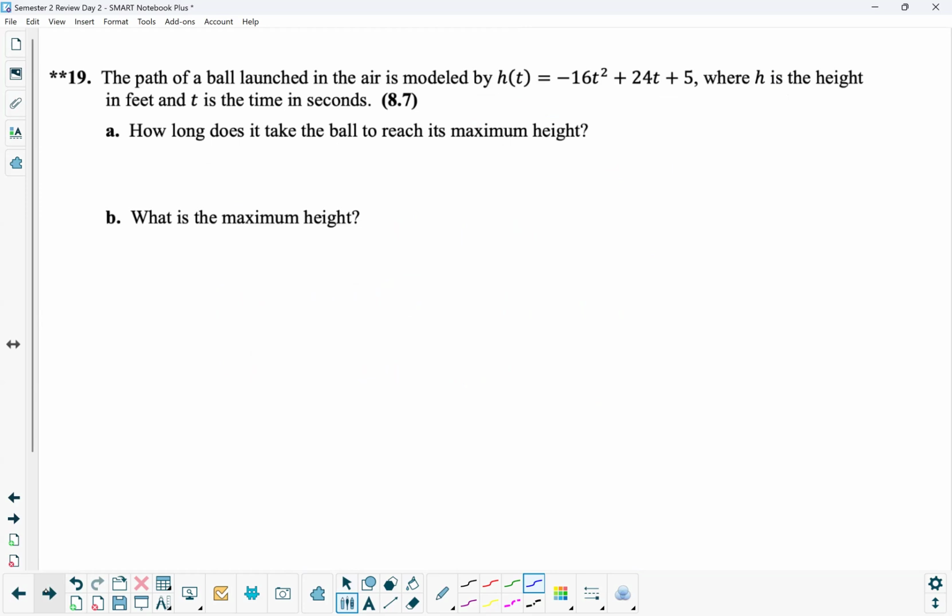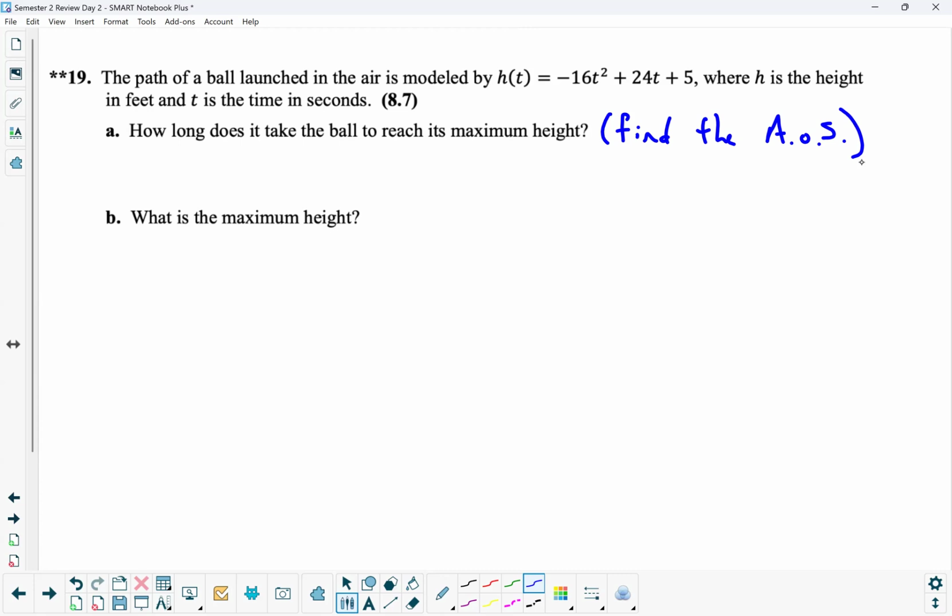Let's see, the path of a ball launched in the air is modeled by h of t is equal to -16t squared plus 24t plus 5, where h is the height in feet and t is the time in seconds. How long does it take the ball to reach its maximum height? This is really asking, find the axis of symmetry.